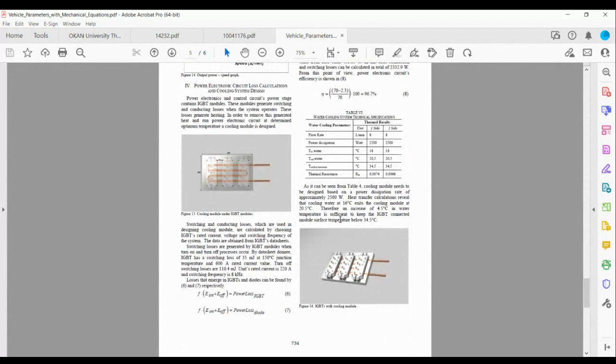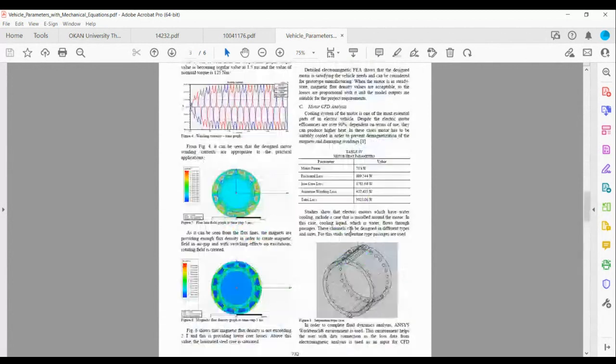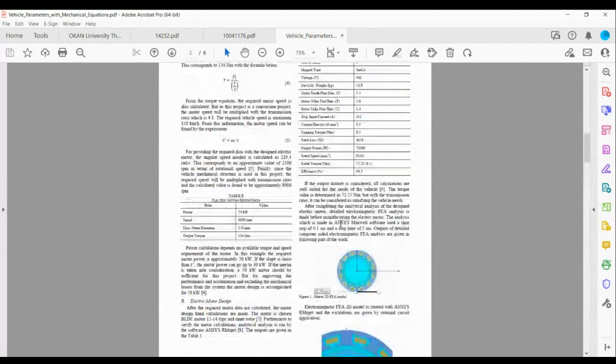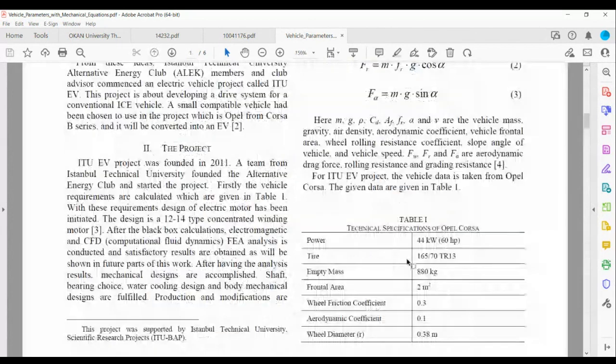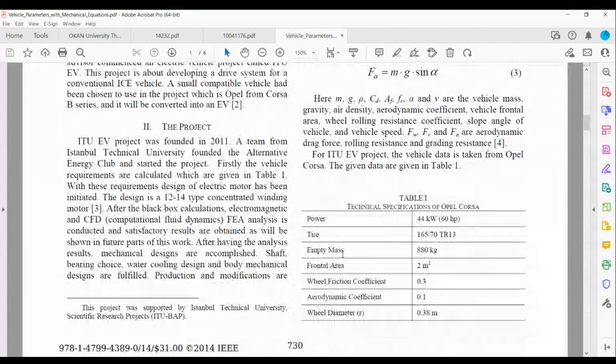Anyway, it's not important now, but it's an important parameter. You can use this vehicle technical specification: power, tire, empty mass, frontal area, wheel friction, aerodynamic, wheel diameter. You can use these ones. Also, I will upload today or tomorrow, step by step, but it's not important. I am explaining all the steps in this course. Okay. Today we can finish it.